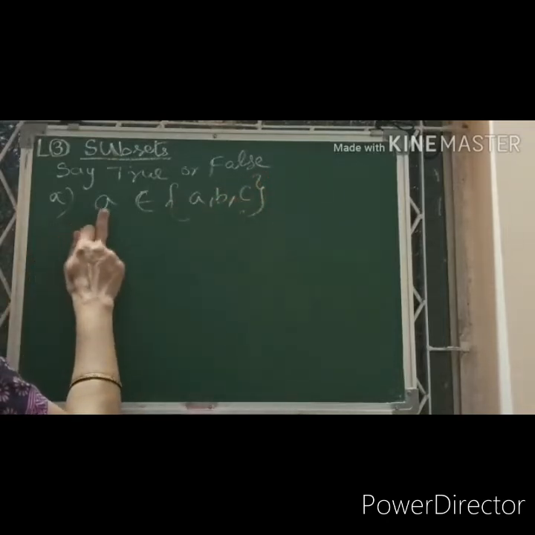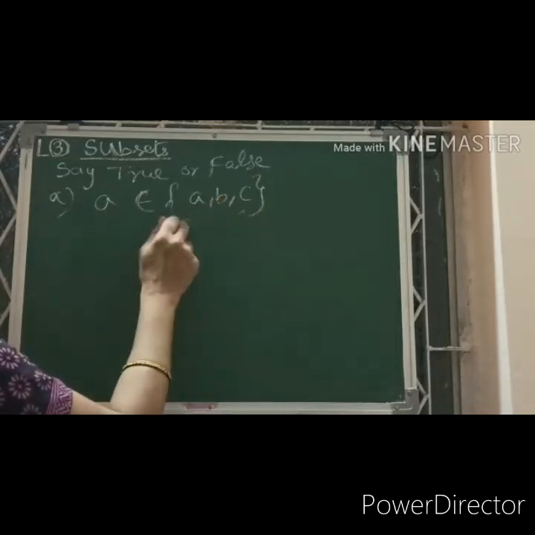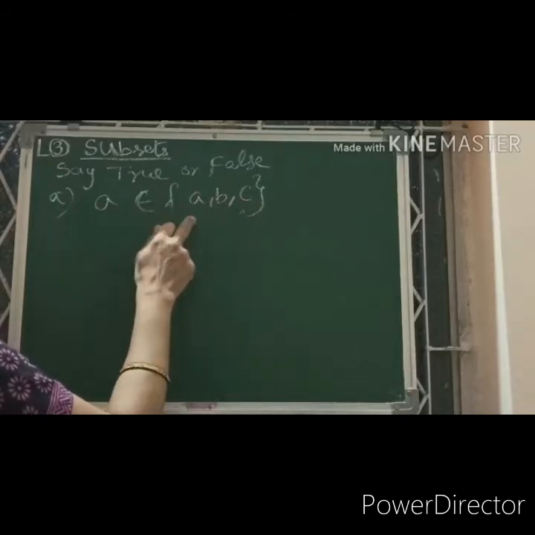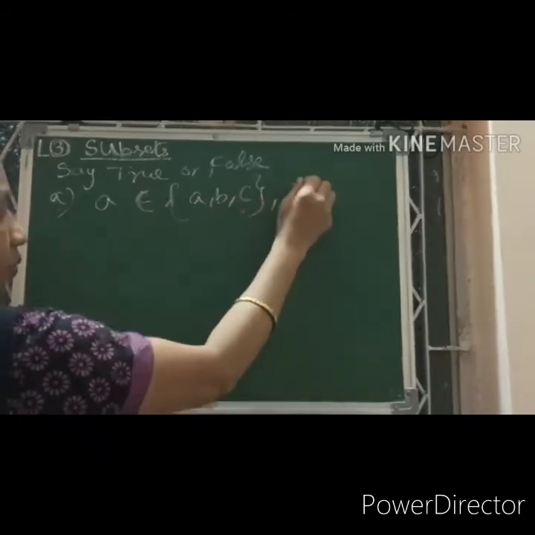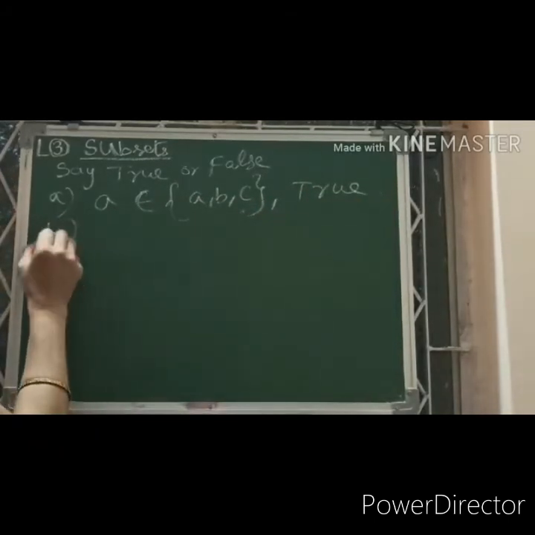Say true or false. Element A belongs to the set {A, B, C}. Whether element A belongs to this, is element A there? Yes. So what will you write? It is true. Come to B part.